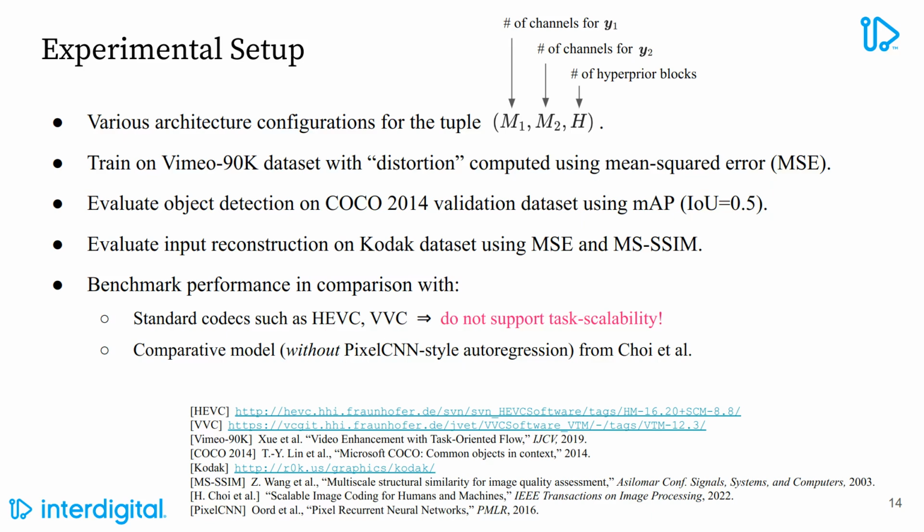We also benchmarked the performance in comparison with standard codecs such as HEVC, VVC, as well as a comparative model without pixel CNN-style autoregression from Choi et al. Note that the standard codecs do not support machine vision task scalability, so their performance tests are done assuming a single task setup.